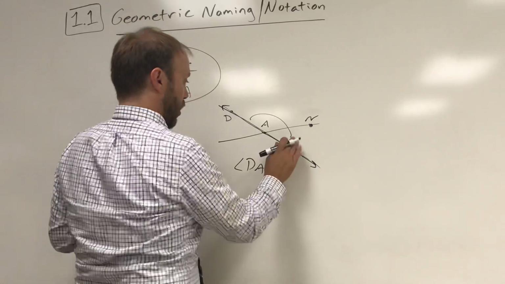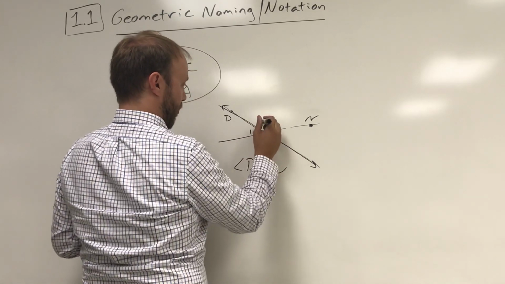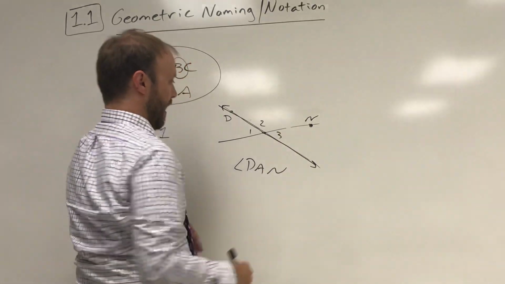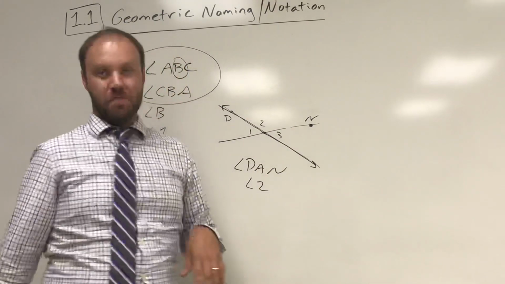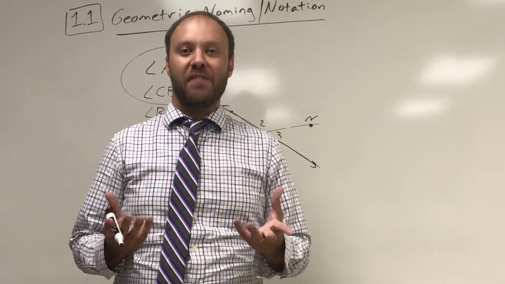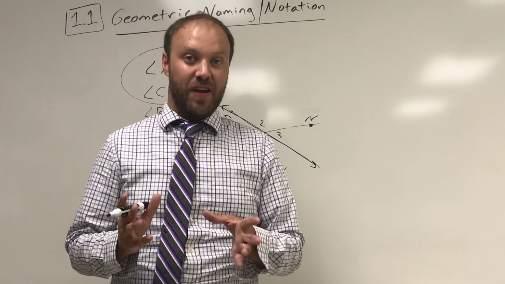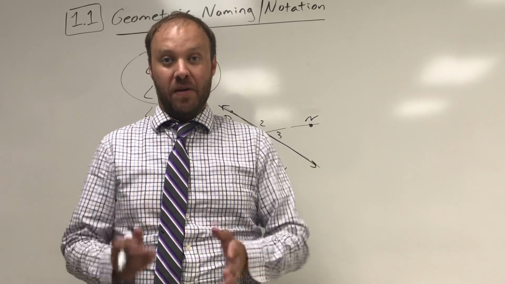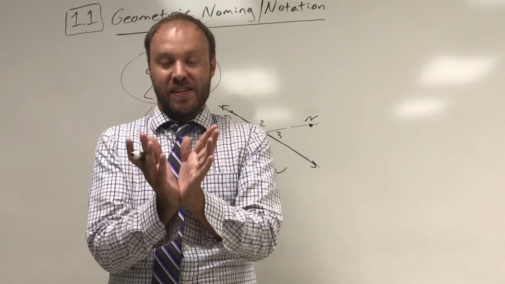You can also put numbers in here. So for example, you could have angle 1, angle 2, and angle 3. And so angle DAN, for example, would be the same thing as angle 2. So it's all about being clear and having no doubt which one you're talking about. In general, I would encourage you to try to use 3 points to name angles. But if you have 1 angle by itself, you can use just the vertex to name the angle.